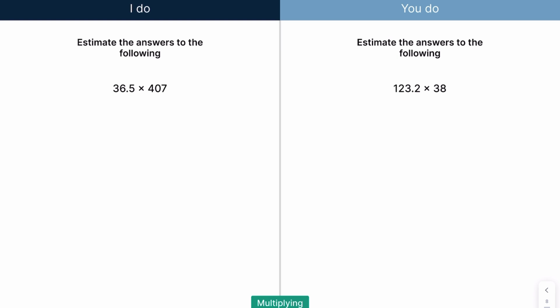Now, moving on. Again, the exact same thing here. We've been asked to estimate. So round this to one significant figure, that becomes 40. Round this to one significant figure, that becomes 400. So 4 times 4 is 16. And now I'm going to add the zeros on. So there's 1, 2, 3 zeros altogether.